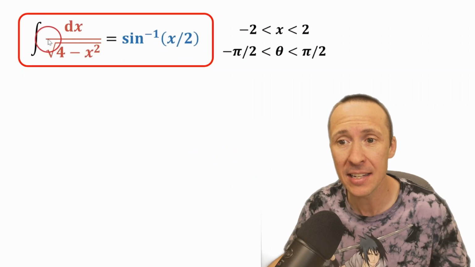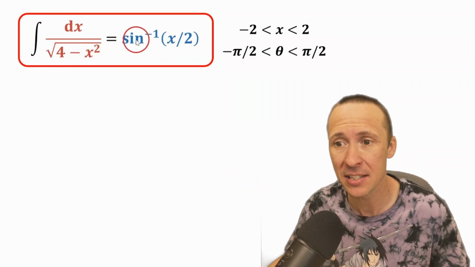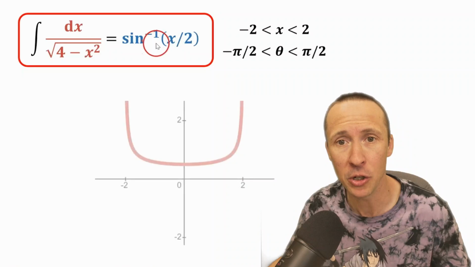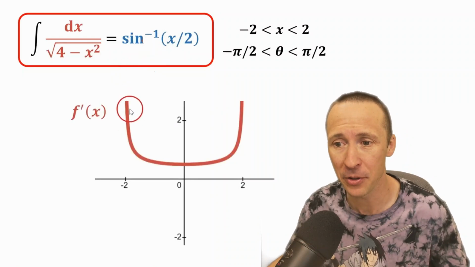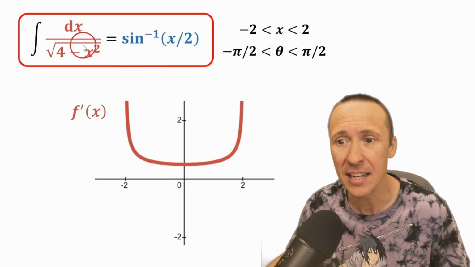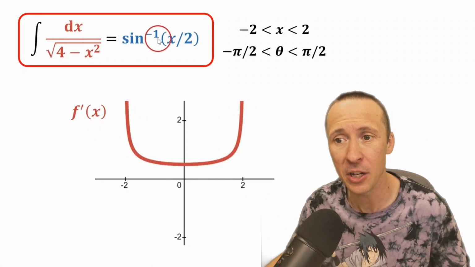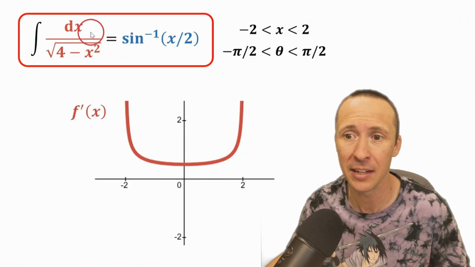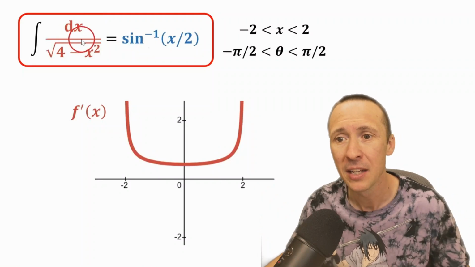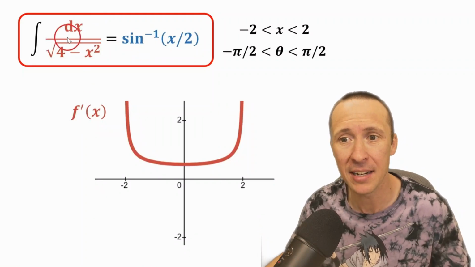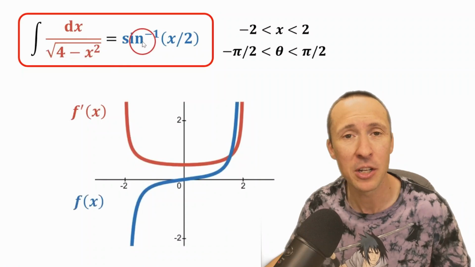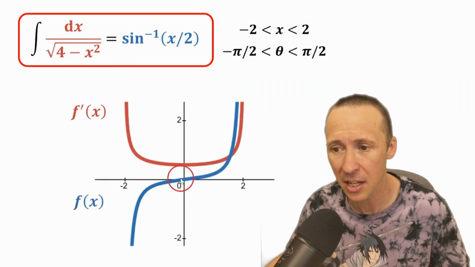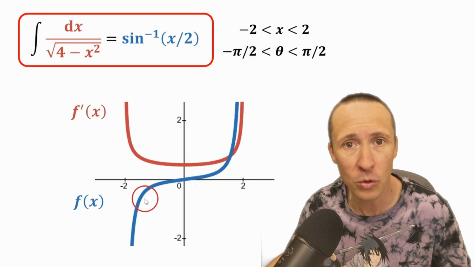But check this out. If we say this integrand is in red and the arc sine is in blue, this is what it looks like for the graph. This integrand is the derivative of the arc sine, because we take the derivative of the arc sine to get this right here. So this part in red is our derivative. And what does the arc sine look like? Well, it looks just like this. And this makes total sense.